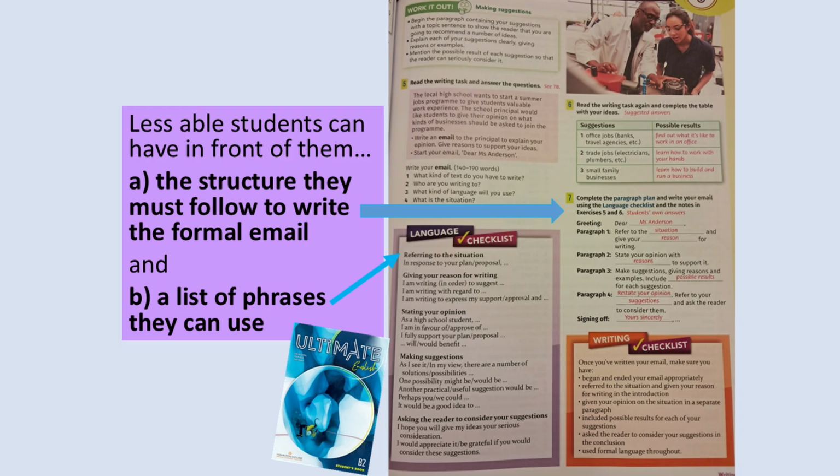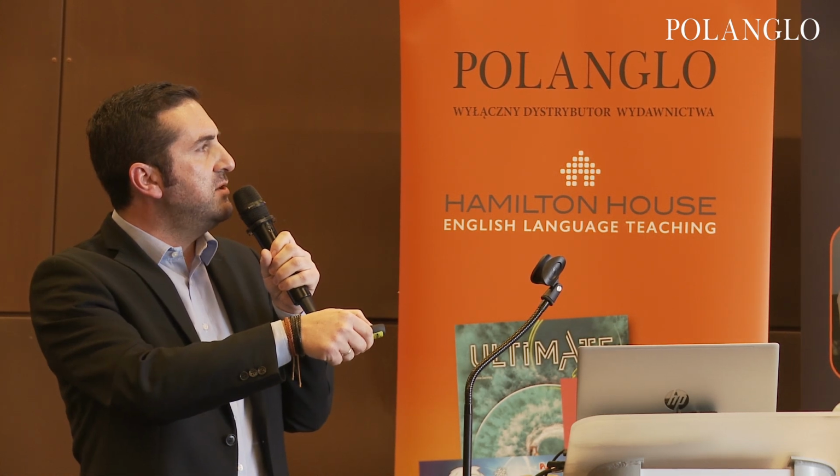So they can have in front of them the structure. Greeting, paragraph 1, paragraph 2, everything that they are expected to do. And also, we can allow them to have a list of phrases that they can use in their formal email, which again is right here in the language checklist. Phrases that they can use to give reasons, state opinion, make suggestions, and more.